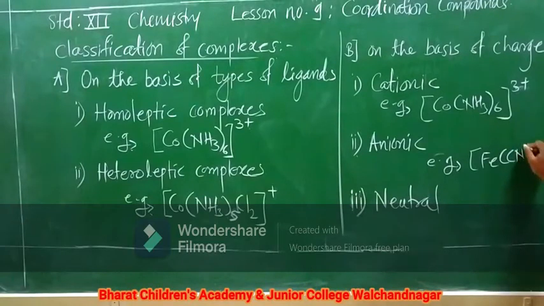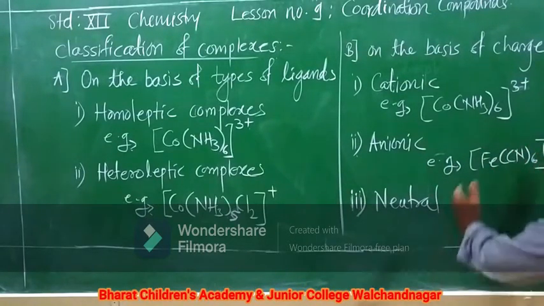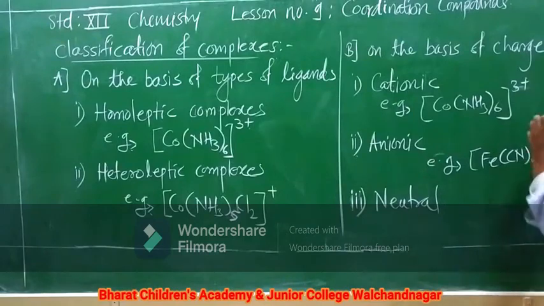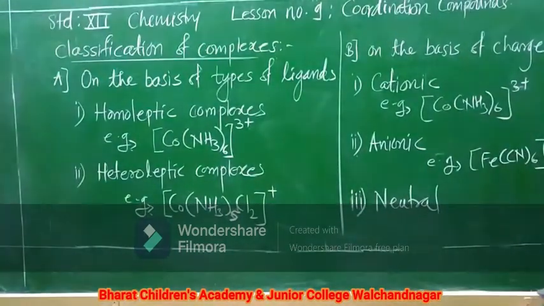Here, you may consider this example of Fe(CN)6, and it will have -4 charge, 4 minus. And as you can see, there is a negative charge on the complex. This is the complex. Here is the negative charge. Therefore, this type of complex will be referred as anionic complex.